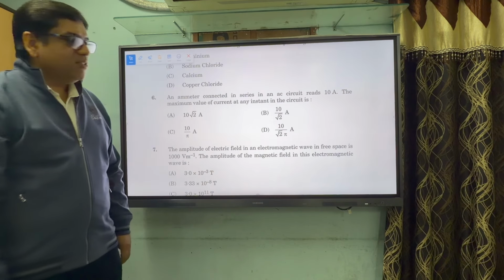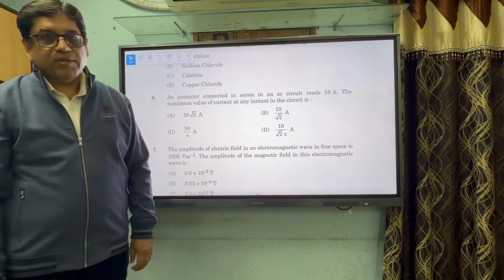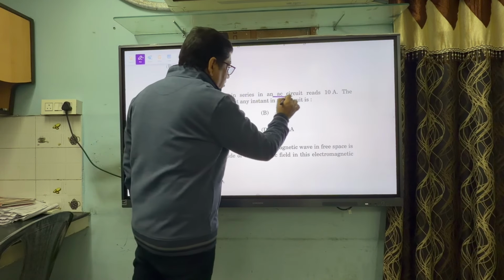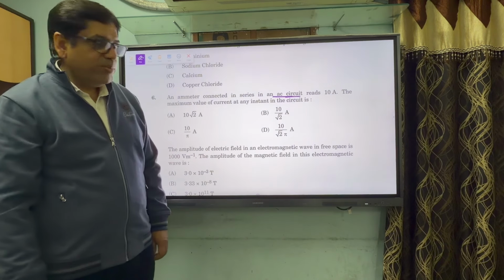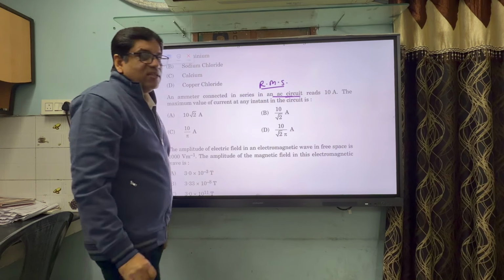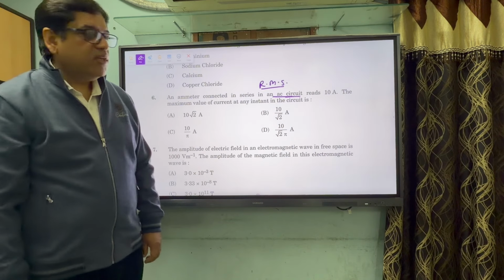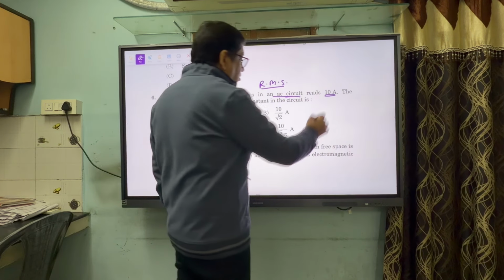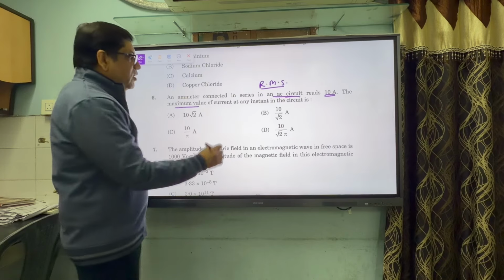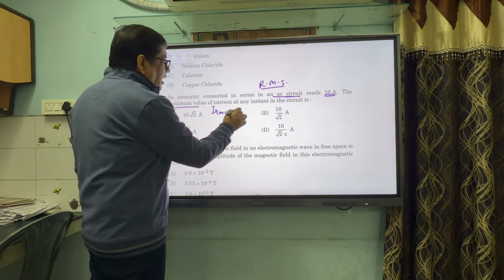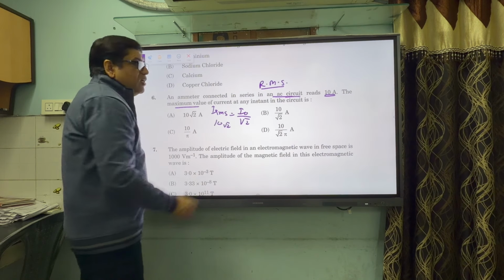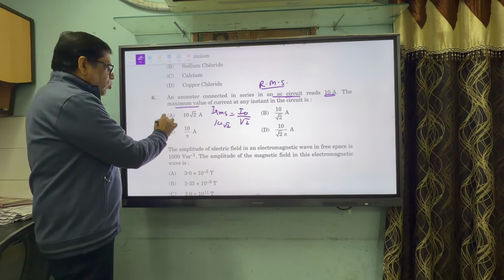An ammeter is connected in series in an AC circuit and reads 10 ampere. In an AC circuit, if any device is connected, it may be an ammeter or a voltmeter, it will always provide you the RMS value. We call them hot wire instruments. So this is the RMS value, 10. We want to know the maximum current, the peak value. I RMS is I naught divided by root 2. The RMS value is 10, so root 2 gets multiplied. So what is the peak value? It is 10 root 2.